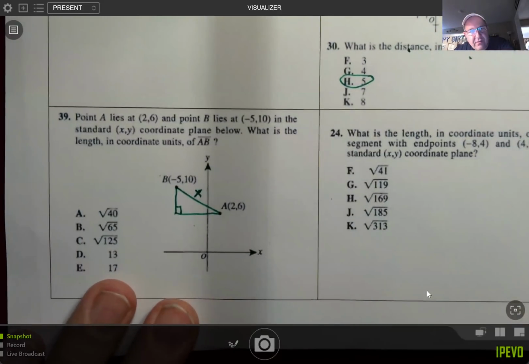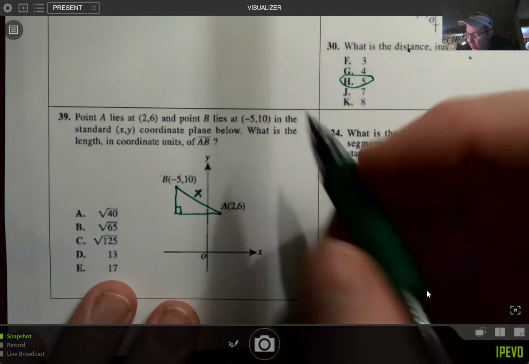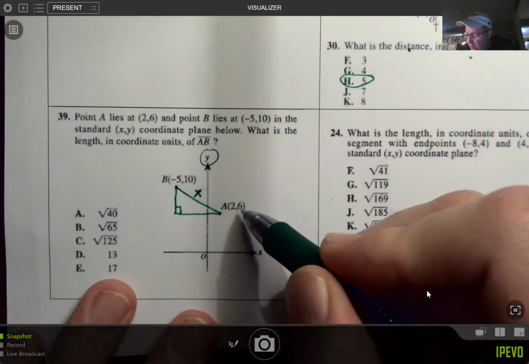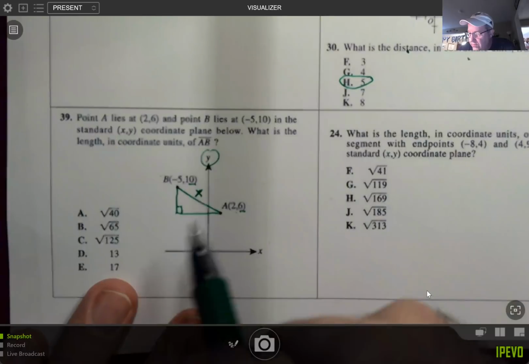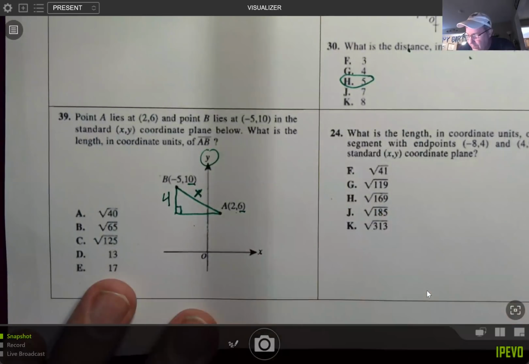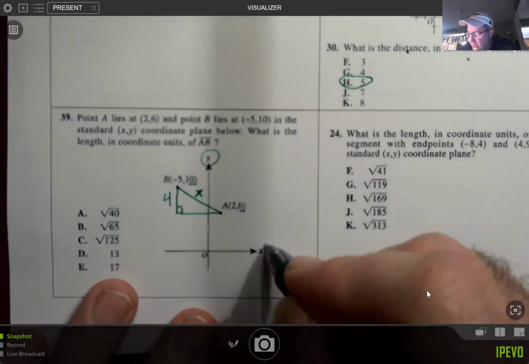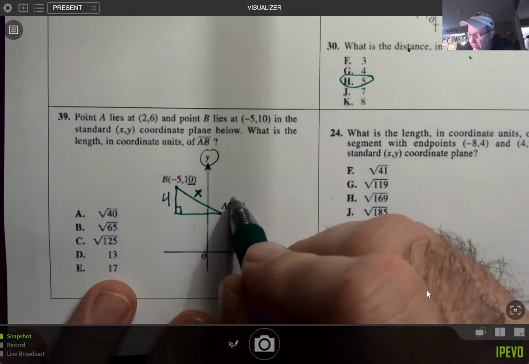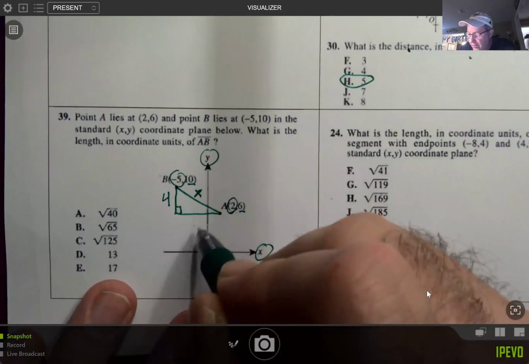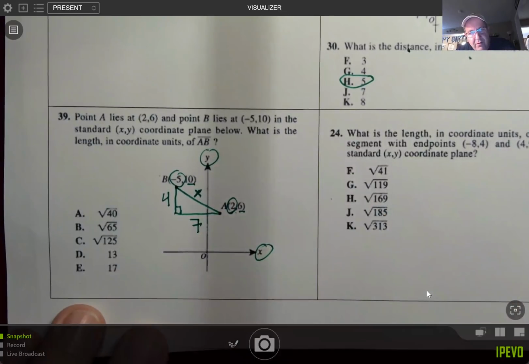Everyone figure how tall it is? Remember, the y values are the ones that tell you the height. Well, the difference in these numbers is 4. This has to be a height of 4. The x values tell you how long it is. The difference in 2 and -5, how far apart are they? They're 7 apart, right?